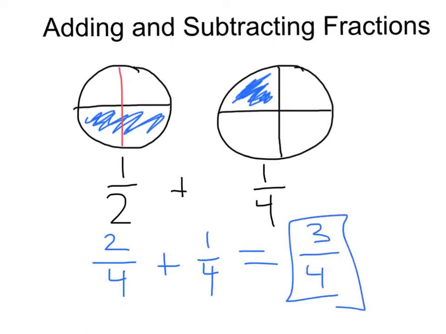And that's the essence of adding and subtracting fractions. Your first goal is to get common denominators. In this case we have 4. And your second goal would then be to add or subtract the numerators, which we did here, 2 plus 1, which gave us 3. Let's do a couple examples.